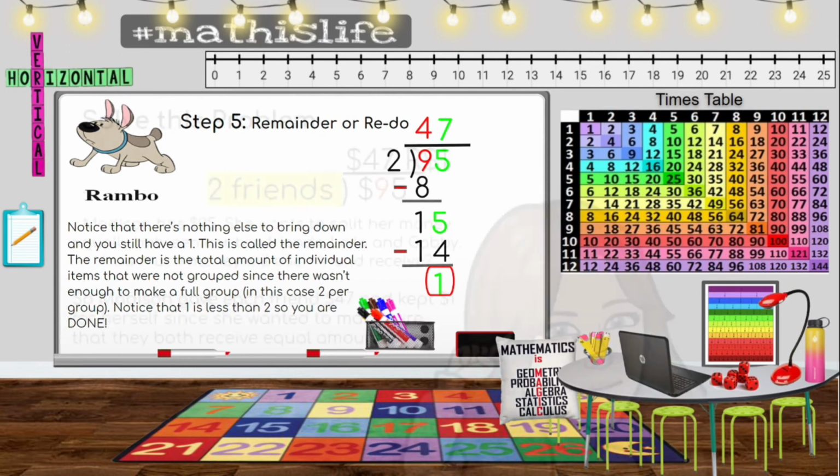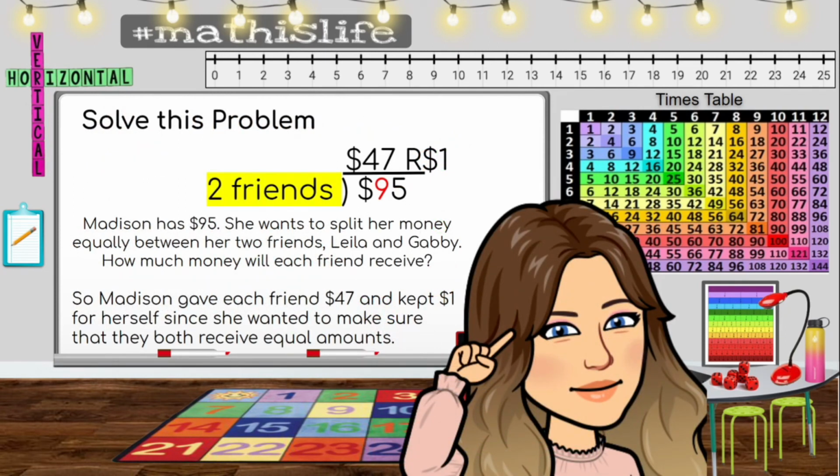So therefore, let's go back to the problem where Madison has $95 and she's splitting it amongst her 2 friends. Notice that it's not asking how much money did Madison have left or how much did Madison keep. It's asking how much did she give each of her friends, which in this case would be $47. We're going to ignore our remainder of $1. This dollar, Madison's just going to keep in her pocket for the next time, if anything, because it's not relevant. The question once again is how much does she give each of her friends?